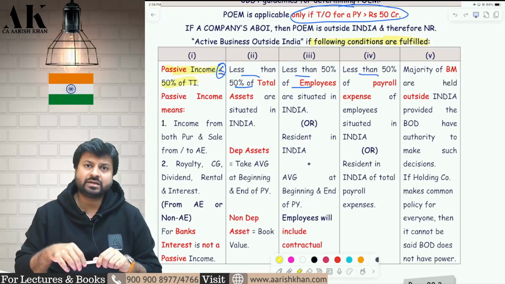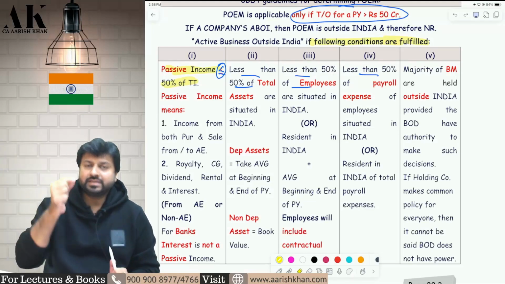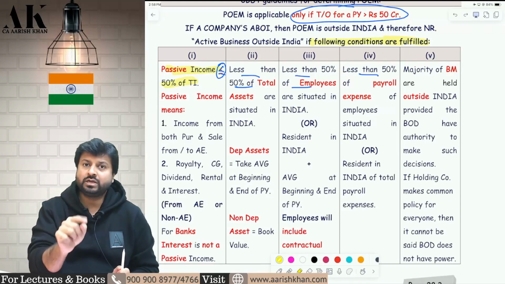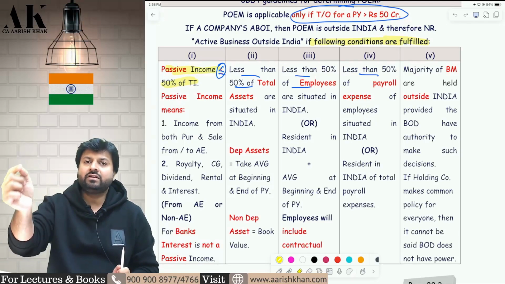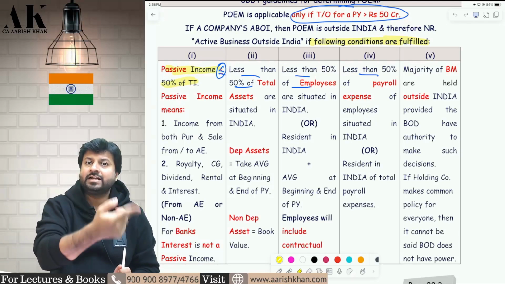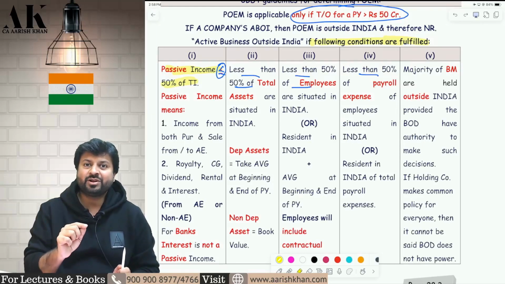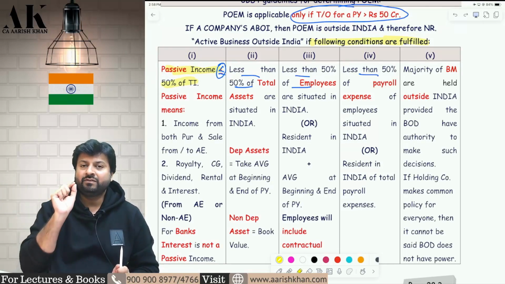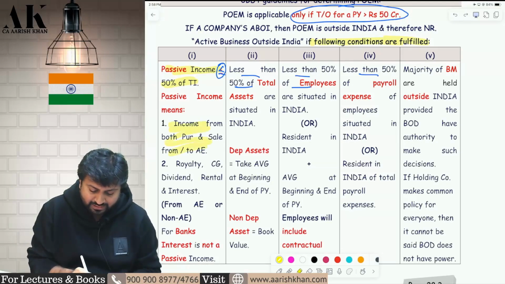So what does passive income include? Passive income includes 2 types of income. First, when you purchase from associate enterprise and sell to associate enterprise, then whatever profit you earn, whatever income you earn, that is your passive income. Both purchase and sale should be from associate enterprise. Now, if I purchase from associate enterprise and sell to non-associate enterprise, then that will not be called as passive income. If I purchase from non-associated and sell to associated, that will also not be called as passive income. For passive income, your purchase and sale both should be from associate enterprise. You can check this point over here.